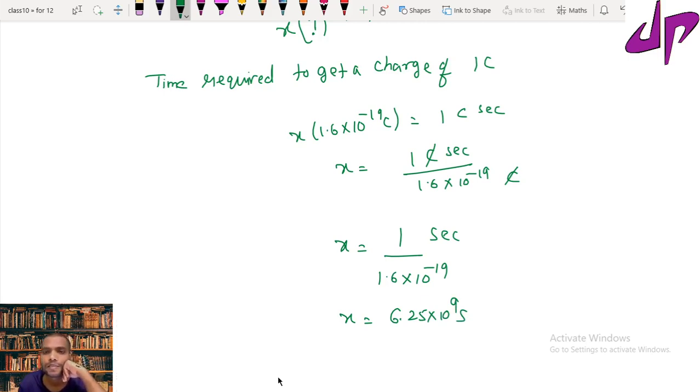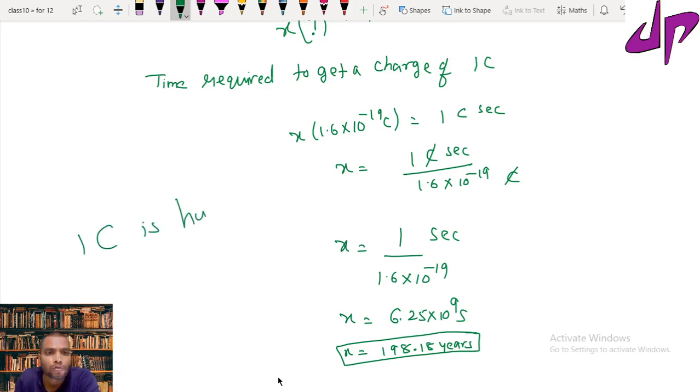Converting seconds into years, the time x equals 198.18 years. The time required to take out 1 coulomb of charge at a rate of 10 power 9 electrons per second is almost 198 years. It means 1 coulomb of charge is huge. It's a very big amount.